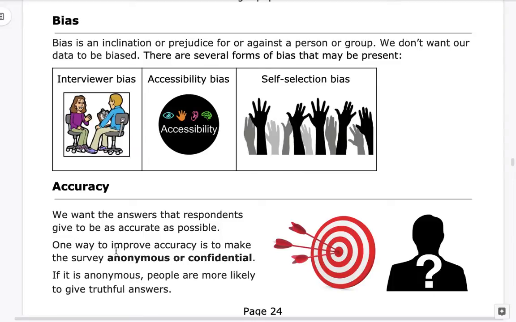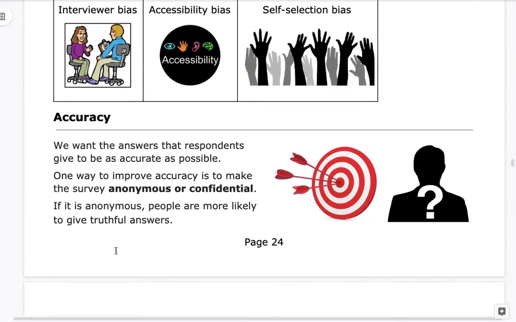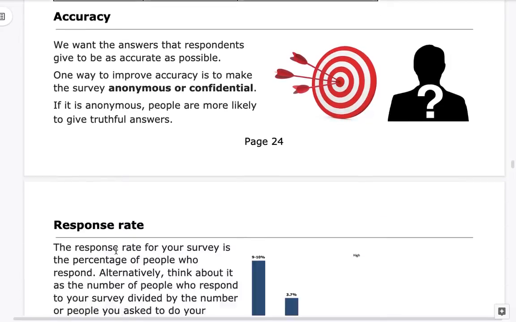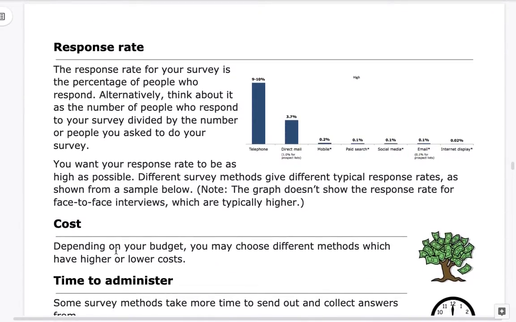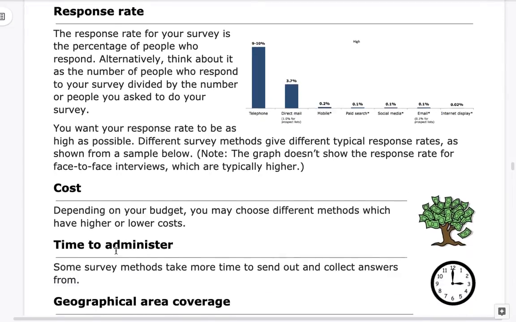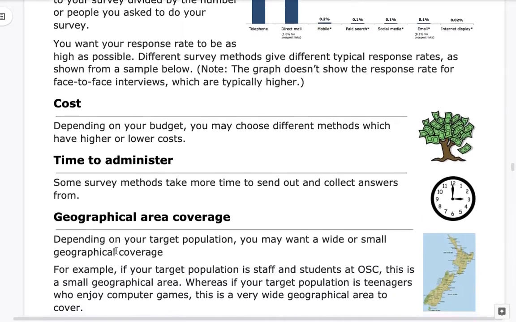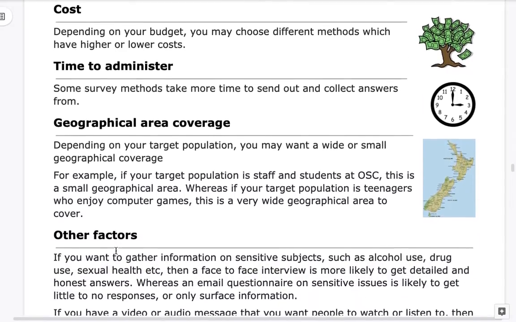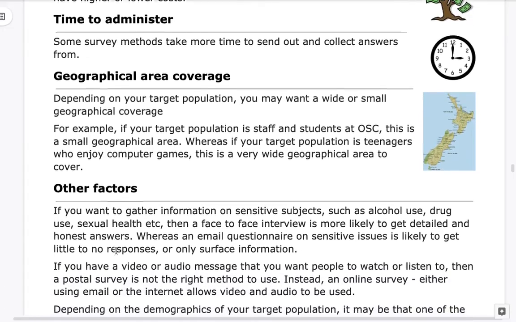So in terms of accuracy, we want to get the best, most accurate answers that we can. By making a survey anonymous or confidential, often that encourages people to give more truthful answers. Our response rate, depending on what type of method is used, depends on what the response rate is likely to be. We've looked at that one a little bit before. The cost, how much money have I got to spend to collect the data? How much time have I got to collect that data?